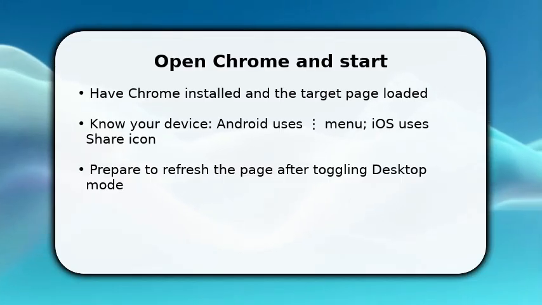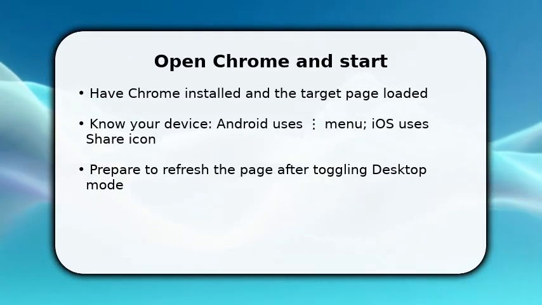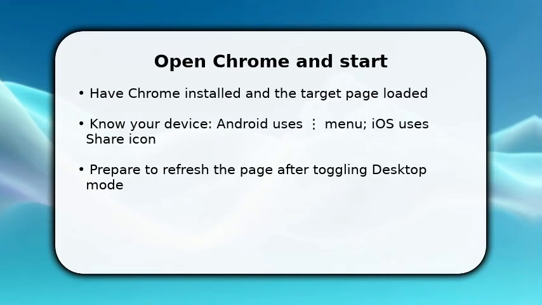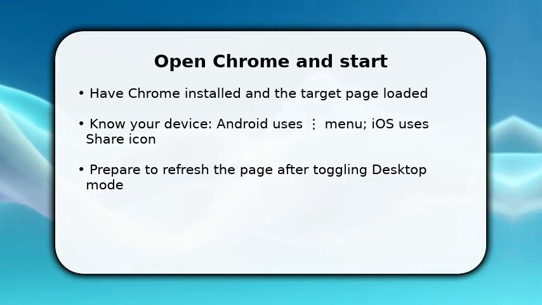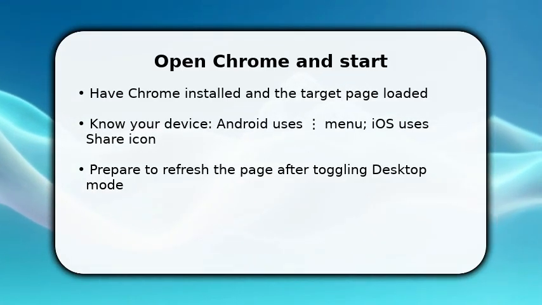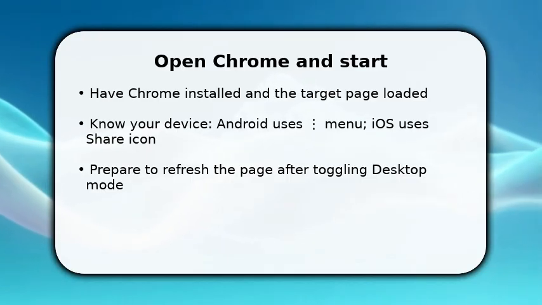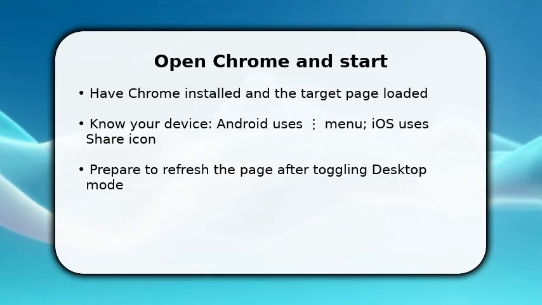You'll start by opening Chrome and loading the page you want in desktop view. On Android, tap the three-dot menu at the top right. On iPhone or iPad, tap the share icon at the bottom. Once done, look for the desktop site or Request Desktop Site option right in that menu.